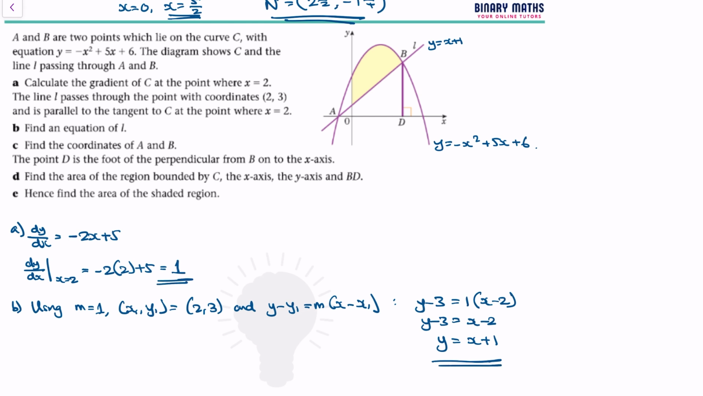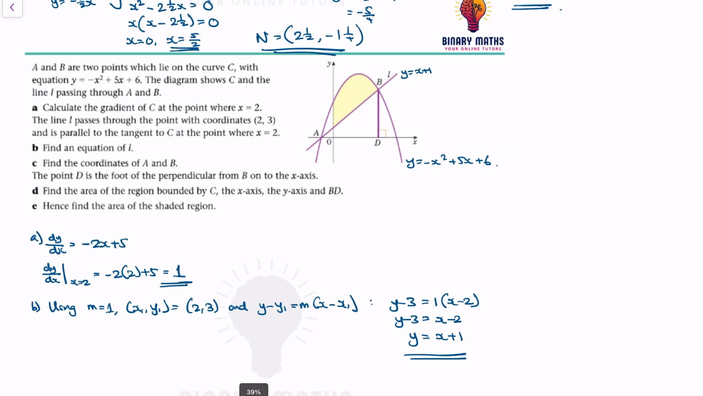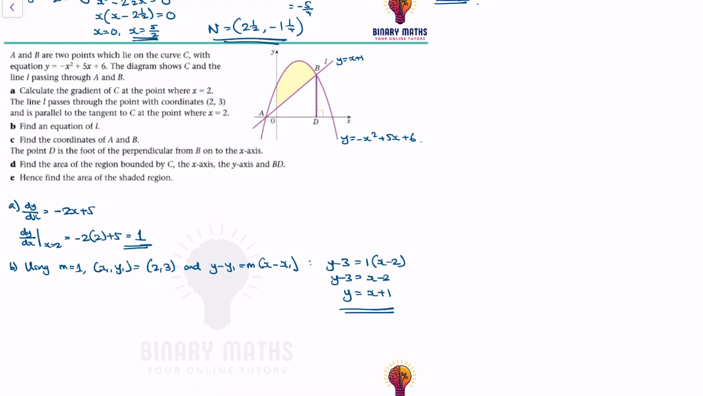Okay, C is find the coordinates of A and B. So because it's the point where the curve and the line intersect, we need to solve it simultaneously. So you've got y is equal to negative x squared plus 5x plus 6, and y is equal to x plus 1. So we need to equate them because y is the subject of the formula. So negative x squared plus 5x plus 6 is equal to x plus 1. If we take everything to the right hand side, I get x squared, x take away 5x is negative 4x, 1 take away 6 is minus 5.